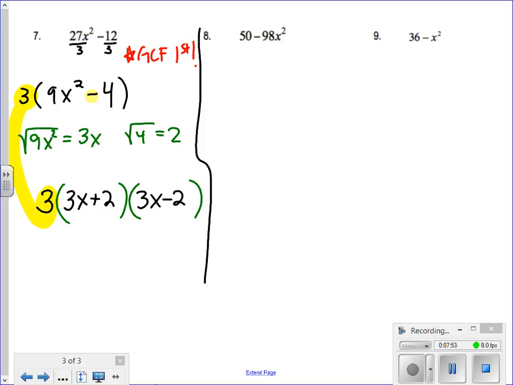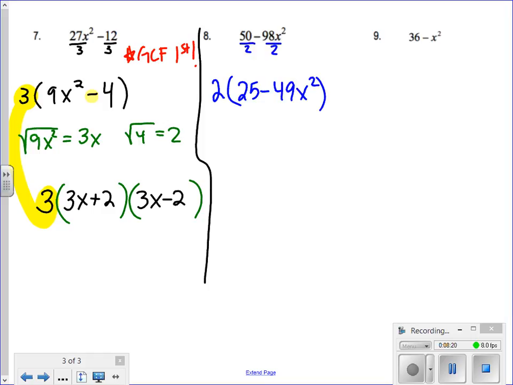All right, finally, 50 minus 98x squared. Same as the last problem, I can't factor by difference of squares yet. I think I'm going to because I have a minus sign here. Oops. But I can't take the square root of 50 and I can't take the square root of 98. So I start by looking for a GCF, which ends up being 2. When I divide by 2, I get 25 minus 49x squared.